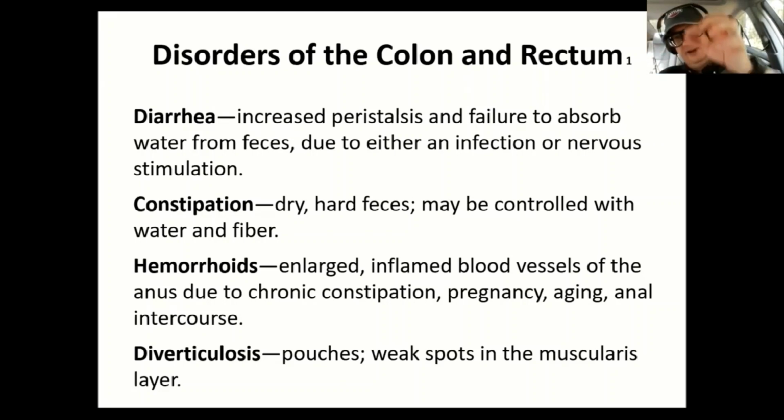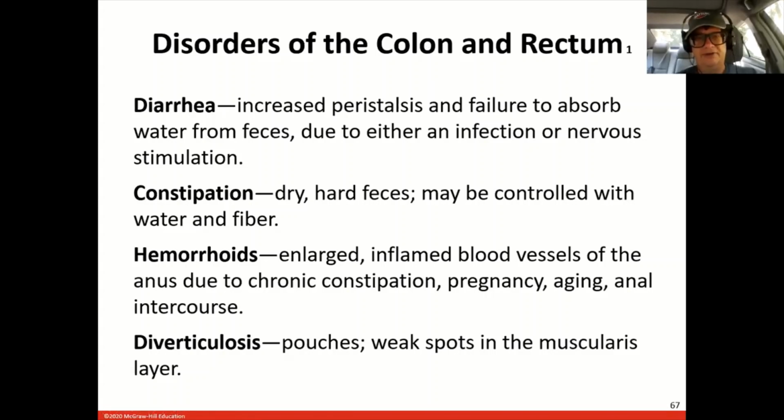And so you have a band here, nothing in between. You could have between those two bands a little piece of mucosa stick out. That forms a pouch inside the intestine. That's a diverticula. And if that pouch gets stuff in it and gets inflamed, that's diverticulitis.